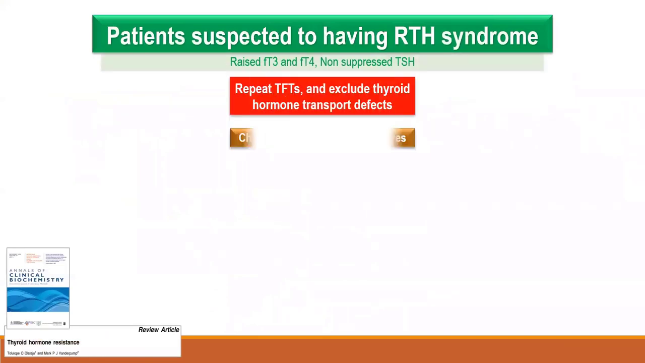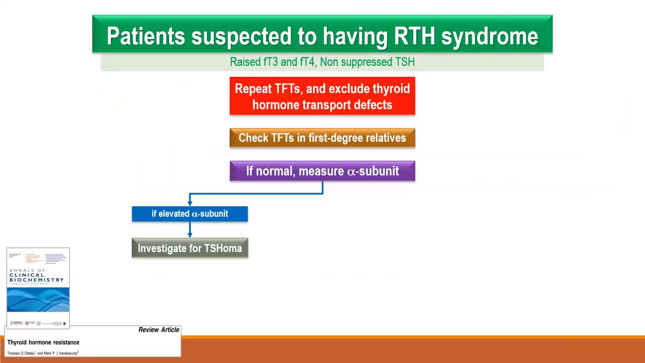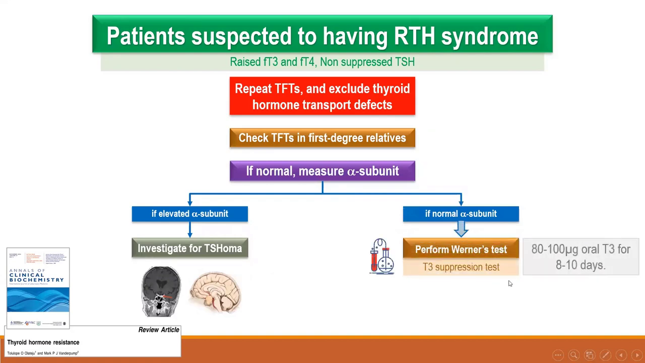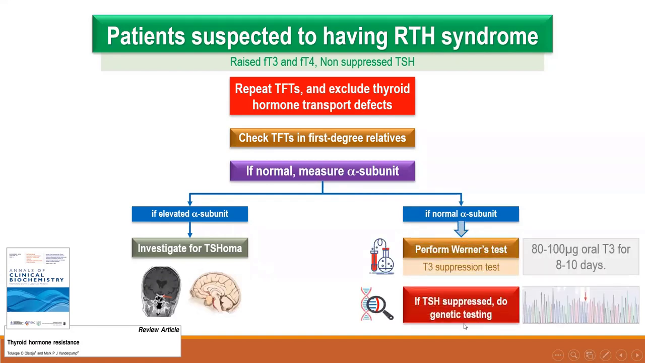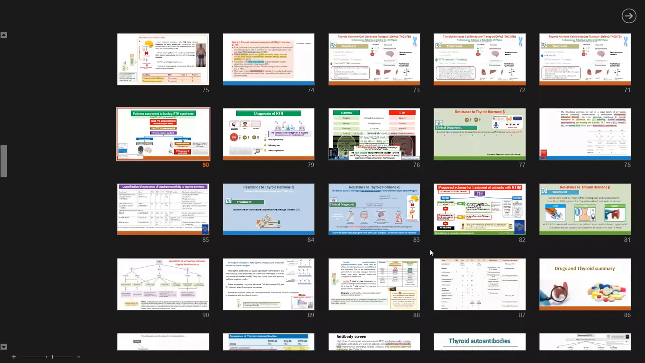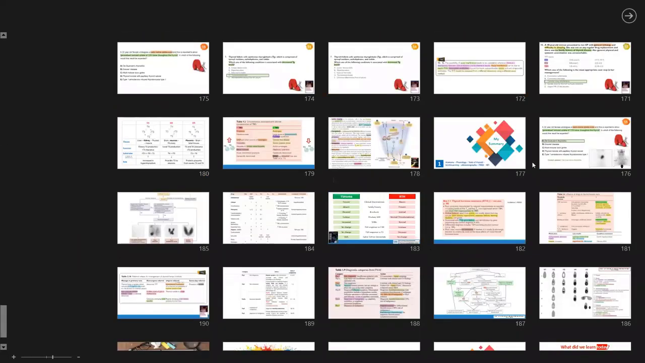And in the previous session, I mentioned that if alpha subunit is elevated, we should investigate for TSHoma. If alpha subunit is normal, we should do other testing before genetic testing. Genetic testing is usually the last option to choose. Clear, sir? Okay.